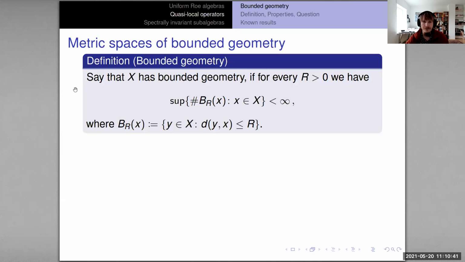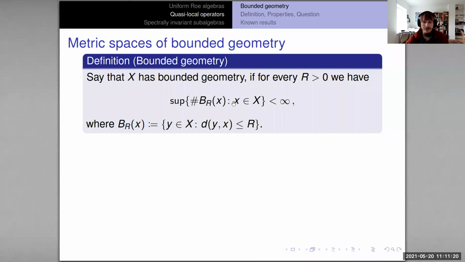But before I do this, I introduce bounded geometry. So bounded geometry means the following. We have a metric space X, and we say it has bounded geometry if for every number R, this supremum that you see here is less than infinity. So what do we do here? We go through all balls of radius R in our space, and we just count the number of points in these balls. And we want that this is bounded independently of the point X. But of course, it depends on R, but the bound is independent of X.